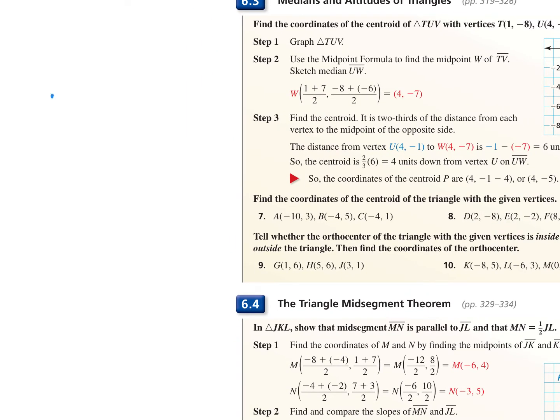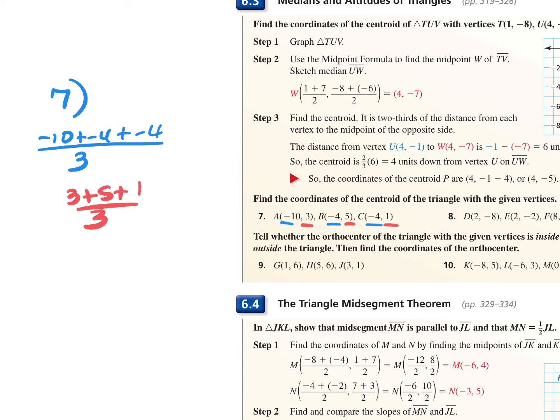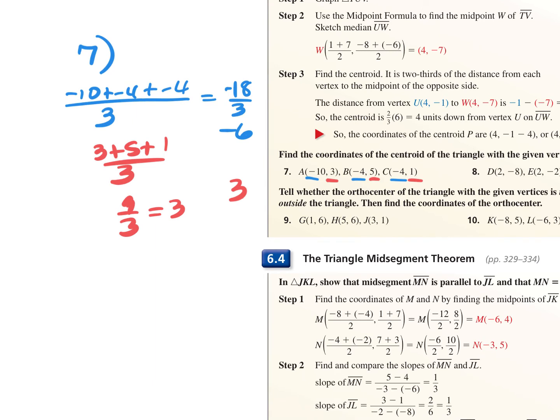So on number 7, I'm going to take all of my x's here and add them: -10 plus -4 plus -4, divide by 3. And then do the same thing with the y's. Add them, divide by 3. The blue gives me -18, divide by 3, so that'll be a -6. The red gives me 9/3, which gives me 3. So the coordinates for my centroid on number 7 are -6 and +3.